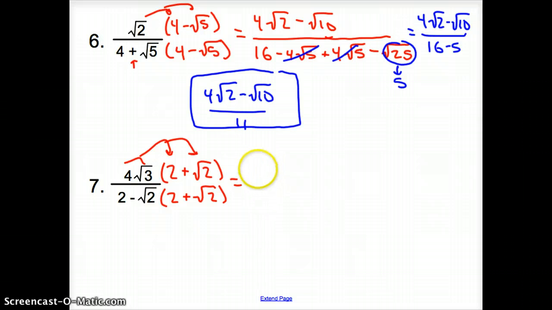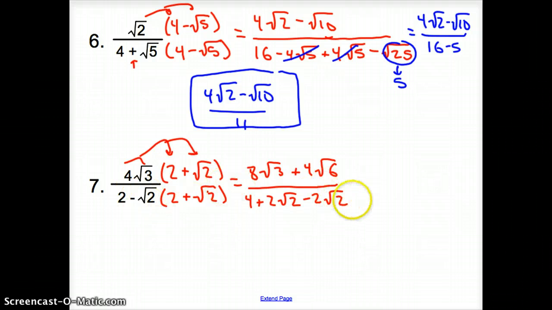So it's going to be 8 square root 3 plus 4 square root 6. That's going to go over the top of 2 times here now 4 plus, and then here times here. So it's going to be 2 square root 2 minus 2 square root 2. And then finally, minus the square root of 4. Can we clean this up? You bet. The square root of 4 turns into 2.